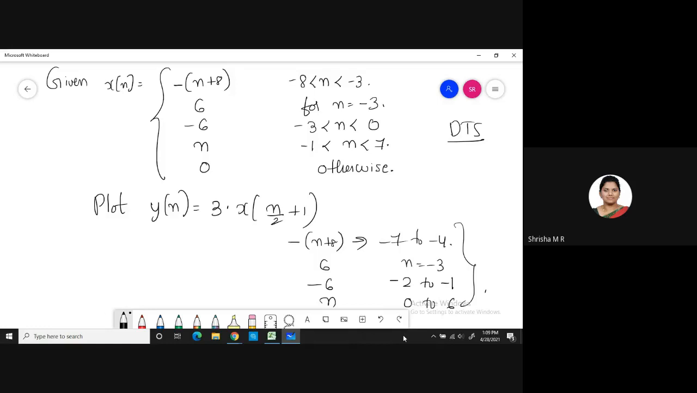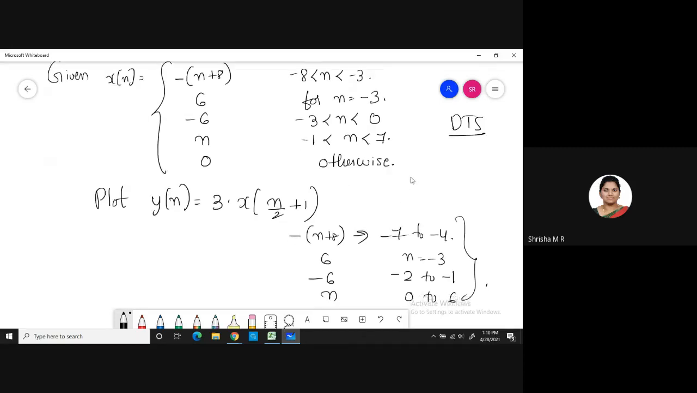Analyze it and try solving for x of n. Did you understand the problem? Here n is less than 7. That means n is 6. And n is greater than minus 1. That is 0. So these are the values of x of n.